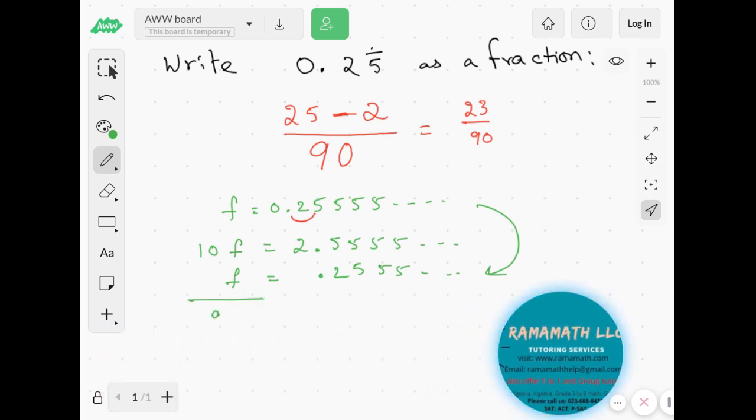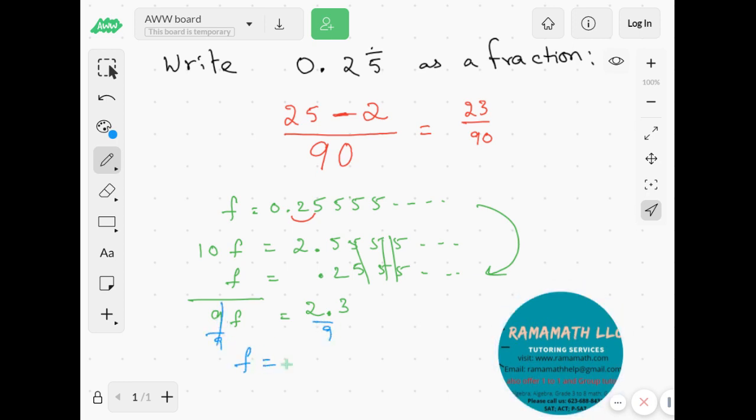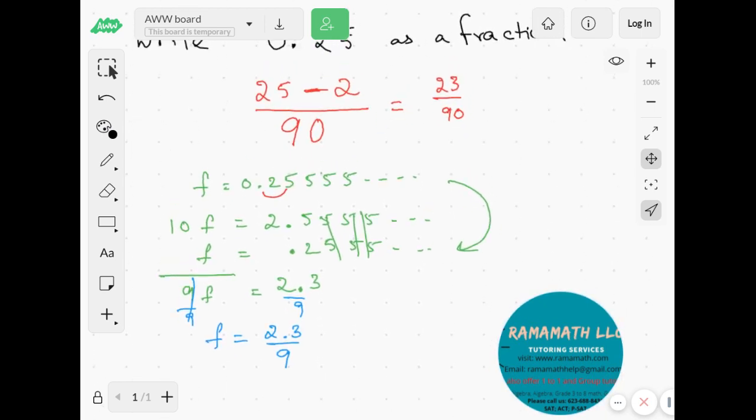So if I subtract this, it's going to be 9f equals, I can cross these out, I get 2.3. Now let's divide by 9 on both sides. Cross out, f equals 2.3 over 9. Okay, and then you can say, oh, it's not the same answer, but again, it's not completed. So I'm going to multiply by 10 on top and bottom. If I multiply 10 on top and bottom, what do I get? Move the decimal 1 place, that's going to be 23 over 90.